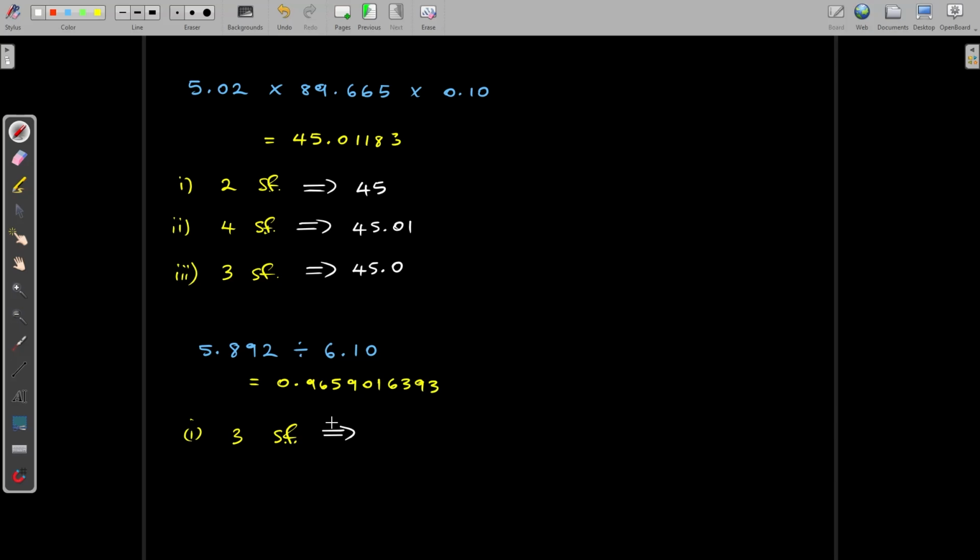So we want 3 significant figures. We count off where the third significant figure is. That would be 0.965. The 5 here would be the third significant figure, right? Yes, sir. What's the number that comes after it? 9. This 9 is greater than 5, so we round up.